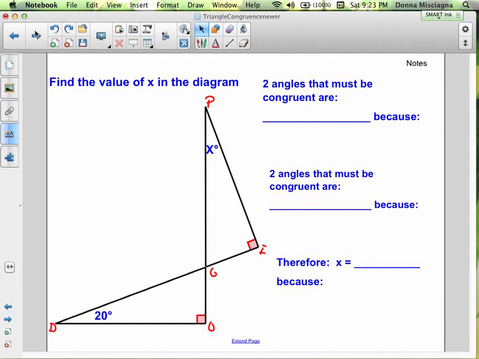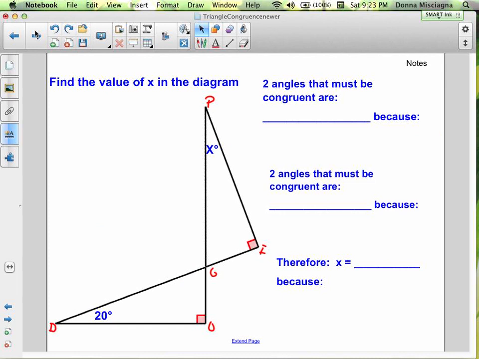All right, so this one's in your notes. We want to find the value of x in the diagram. And notice I added letters to mine, so we would have a way to name the angles. You'll need to add letters as well. So this is triangle DOG and triangle PIG.